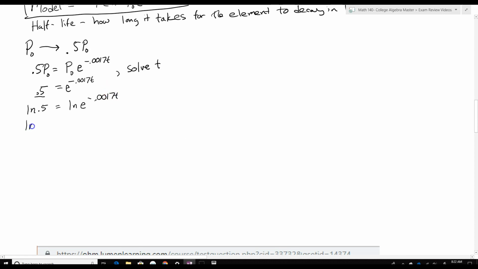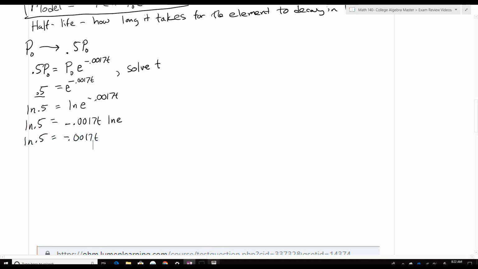And so that means that the natural log of 0.5 will equal negative 0.0017 t ln of e. And so hence, just ln of 0.5 is going to equal negative 0.0017 t.